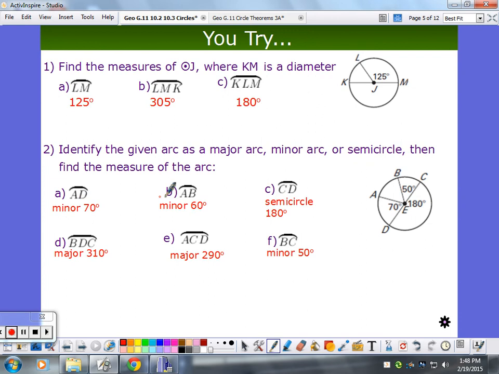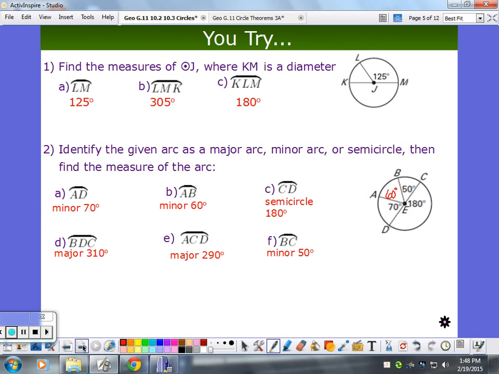Minor 70 degrees, minor 60, semicircle 180, major 310, major 290, minor 3. If you got through parts 1 and 2, are there questions? My advice would be to find this first, right? Here's 180, so this whole thing is 180. That's 70, that's 50, that's 120, right? And that means this one has to be 60. And then hopefully once you find all those pieces, it's not too bad to do it.